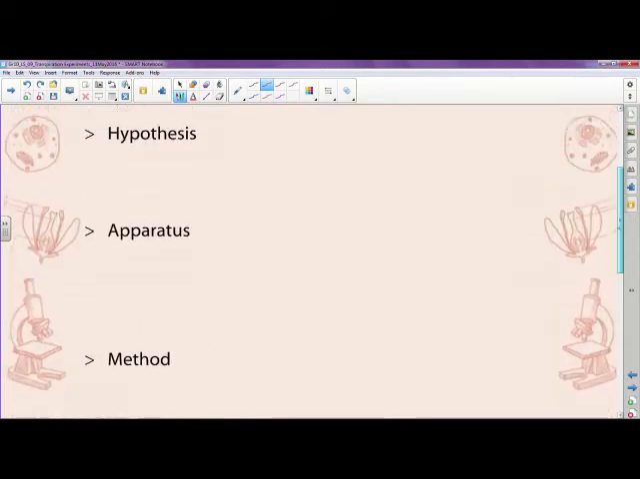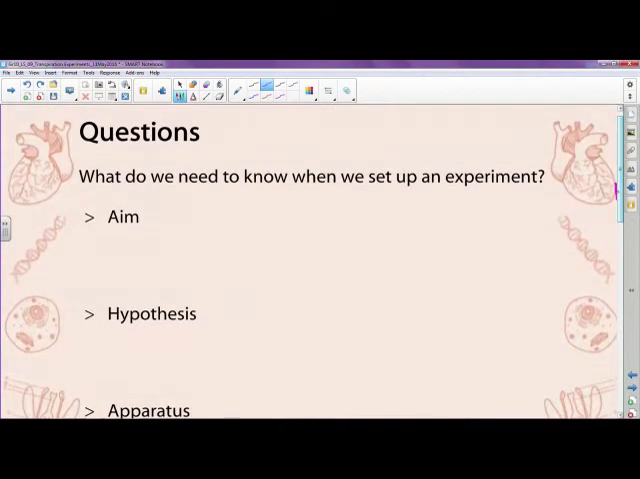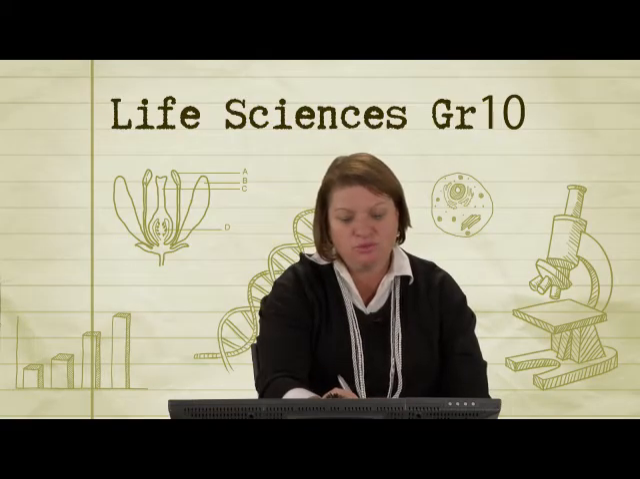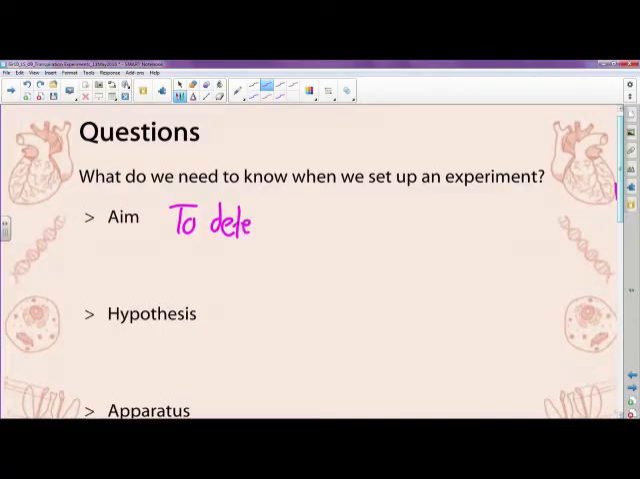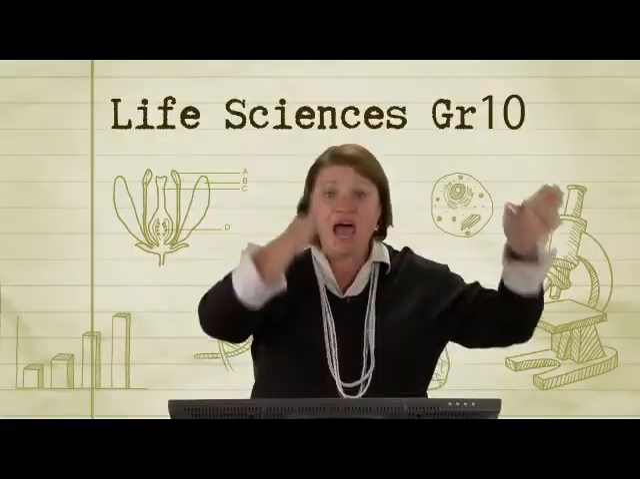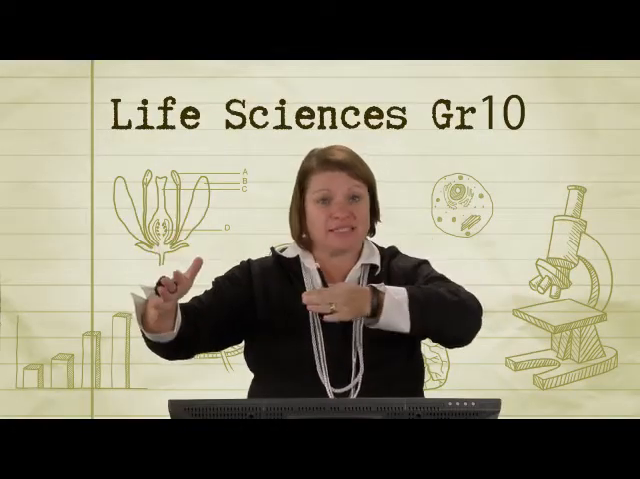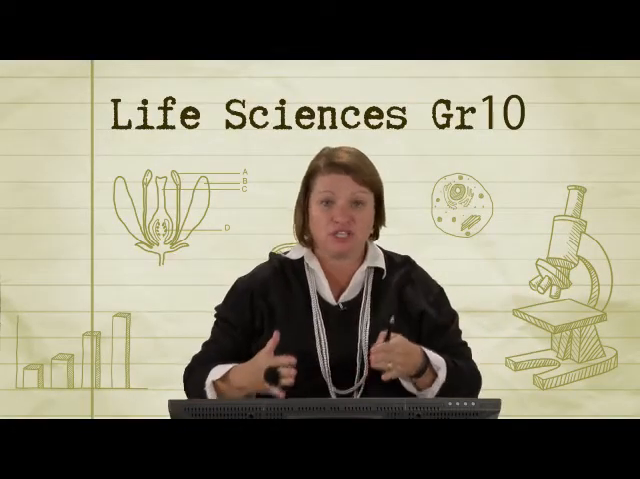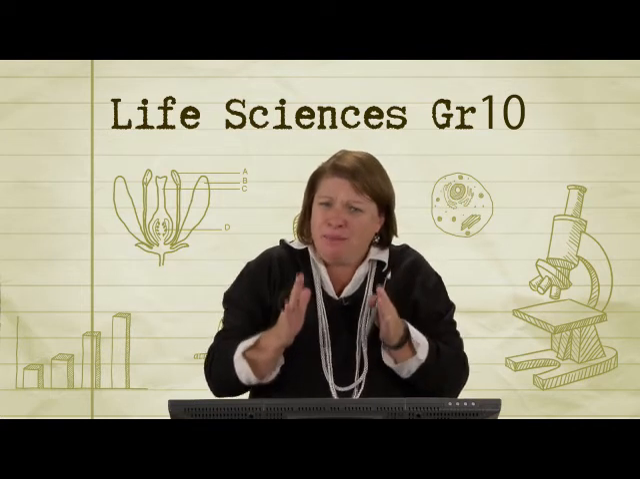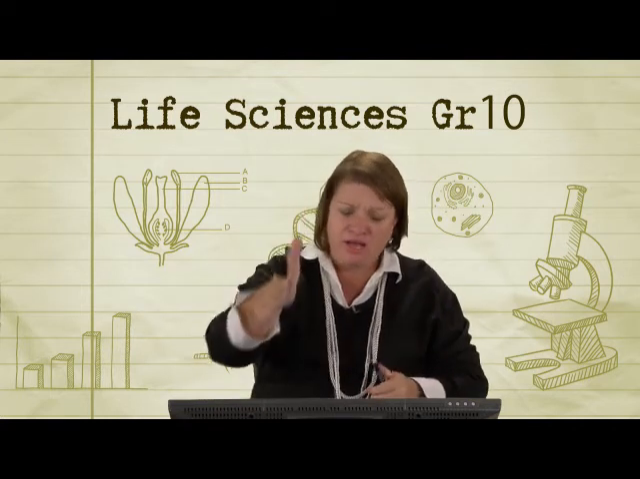So when I start off my experiment, we have to have an aim, and aim means a purpose. And usually the best way to see what an aim is, it always starts with the words "to determine if" or "to determine which". Okay, so today what are we going to look at? We're going to look at how external factors affect the rate of transpiration. So my aim is a goal, right, where am I going?